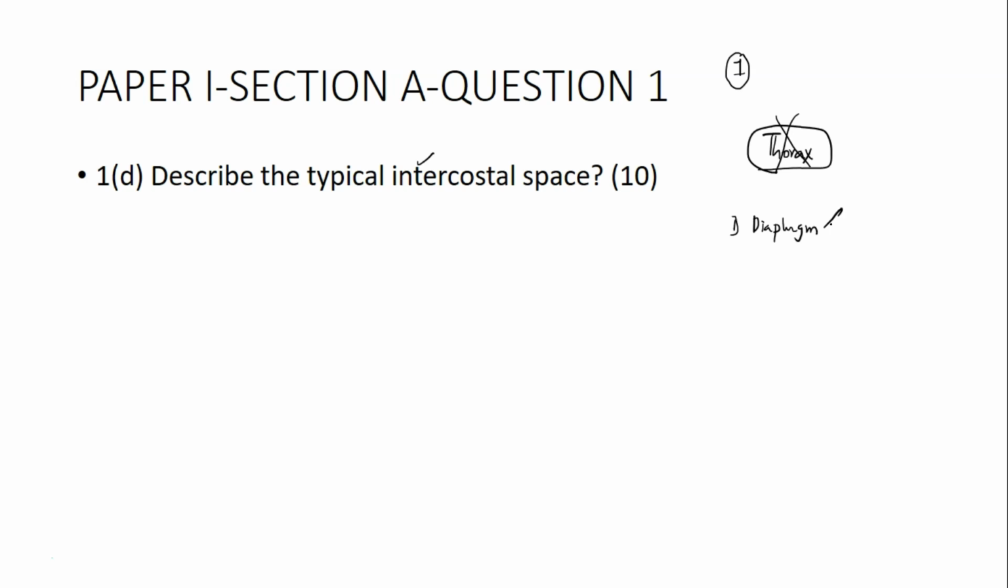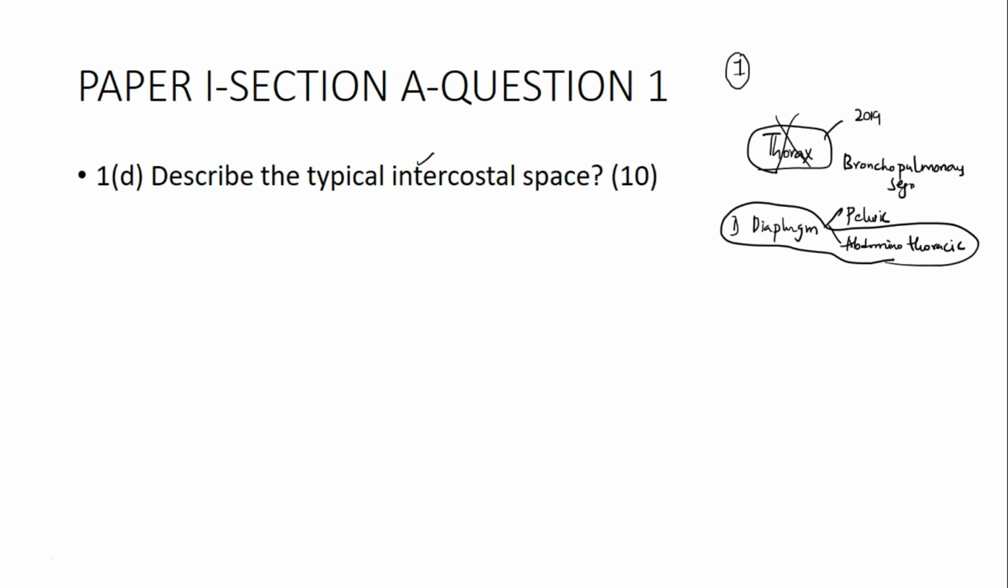So again, there is a confusion. Is it pelvic diaphragm or is it abdominothoracic diaphragm? But when I say diaphragm, I think very commonly we take it as abdominothoracic diaphragm, because there are previously some questions on diaphragm, congenital anomalies and all. Now, thorax is not in the syllabus, but even in 2019, 2020 also, and once somewhere around 2014, they asked a question on bronchopulmonary segments of lung, and now they're asking you to describe typical intercostal space, right?